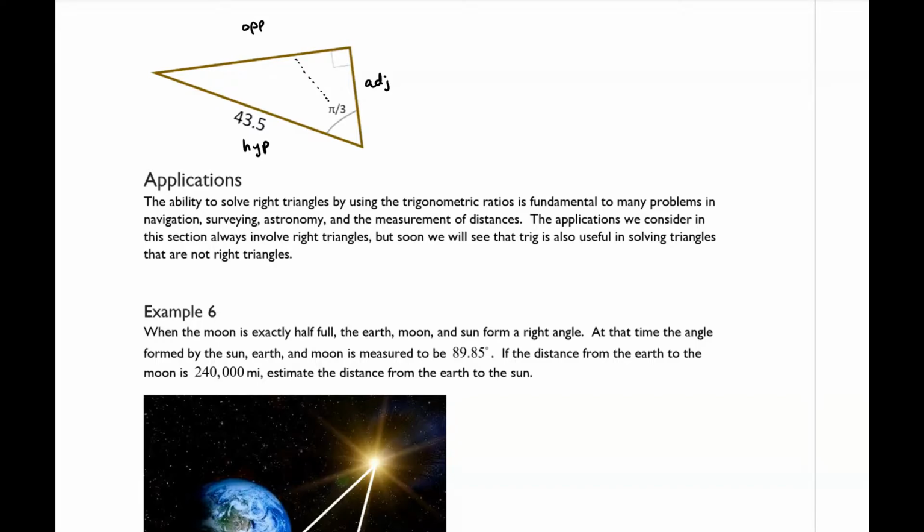I know that the sine function utilizes opposite over hypotenuse, so I could create this statement saying sine of pi over 3 is equal to the opposite length over the hypotenuse, which is 43.5. And from here, if I multiply both sides by 43.5, then on the right-hand side, those will cancel out, and we get that the opposite length is equal to 43.5 times sine of pi over 3.